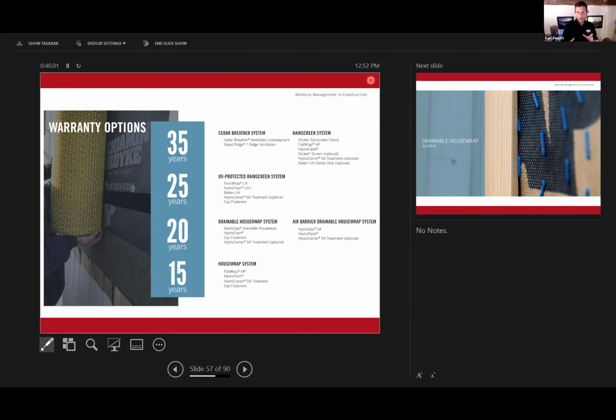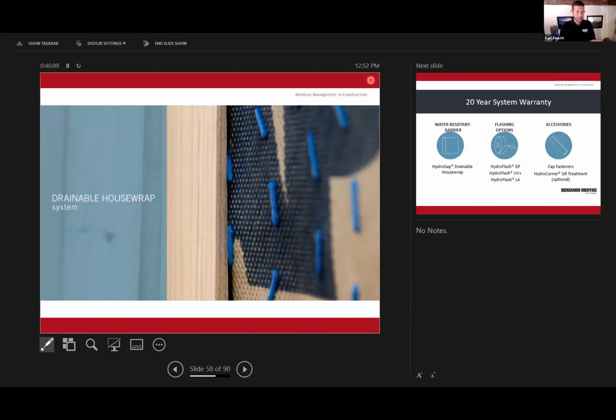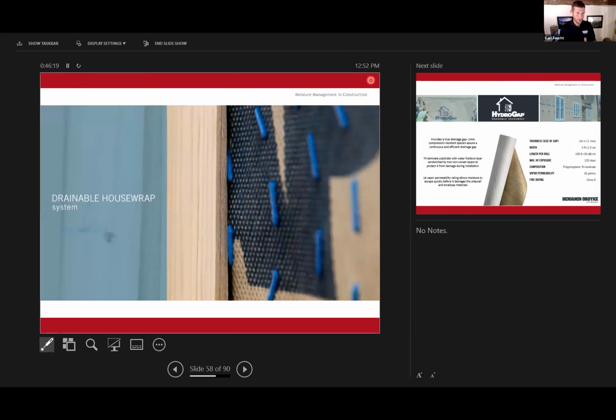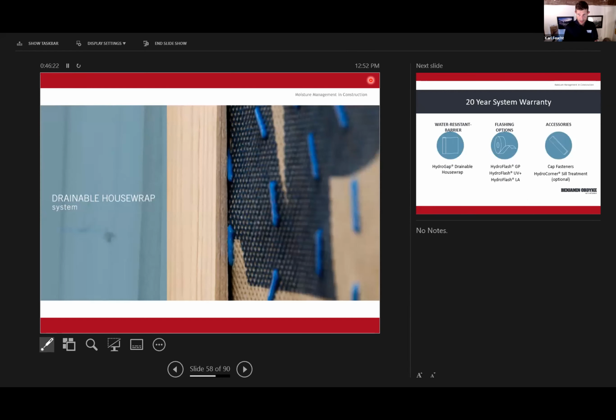So as I go through our product presentation, everything's going to be organized by system, okay? So you're going to see a slide like this, and then you're going to see a slide like this that tells you what that system warranty is and the components that go into it. And then we'll have slides to talk about each of the products. I hope that makes sense. So the first system I want to talk about is our drainable house wrap system.